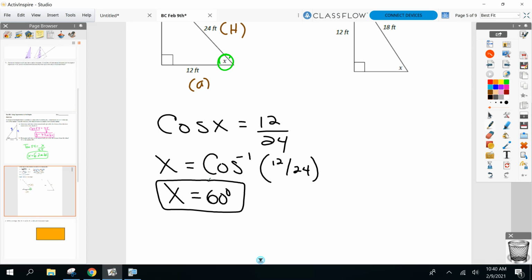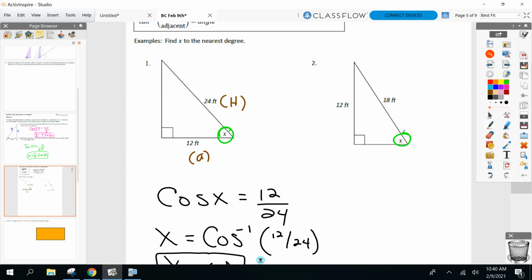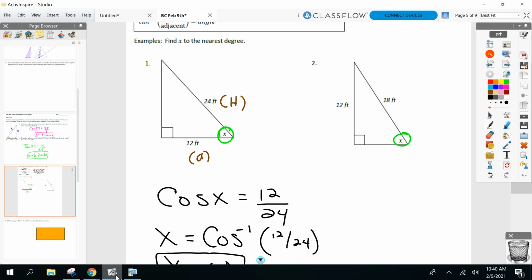All right, one doesn't make you great. Let's try another one out. On the second one here, still looking at angle x. Somebody identify what the 12 and the 18 is going to be here. What do you got for me? Kyla, what do you got? What is the 12 and the 18 here?